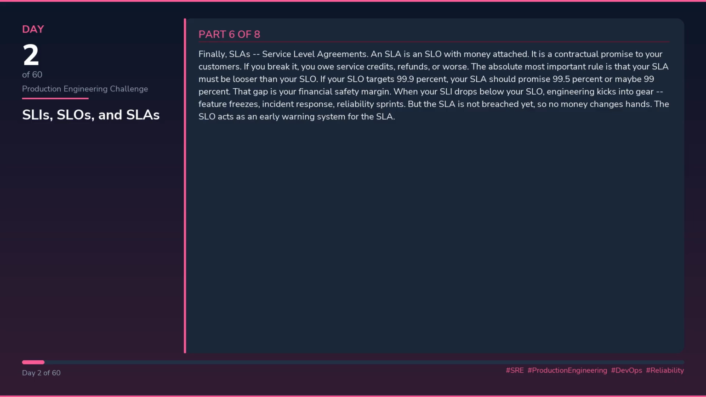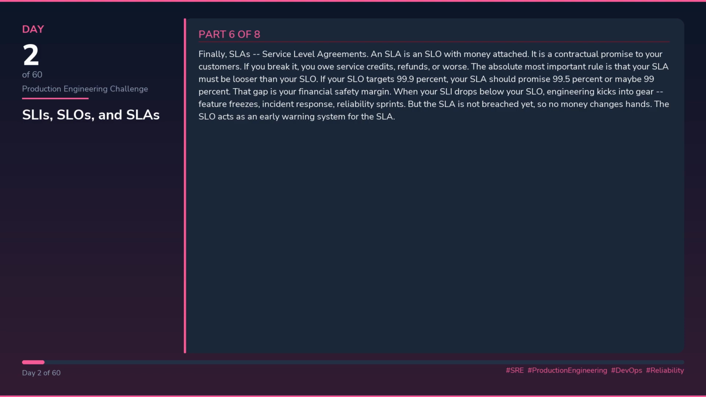When your SLI drops below your SLO, engineering kicks into gear: feature freezes, incident response, reliability sprints. But the SLA is not breached yet, so no money changes hands. The SLO acts as an early warning system for the SLA.